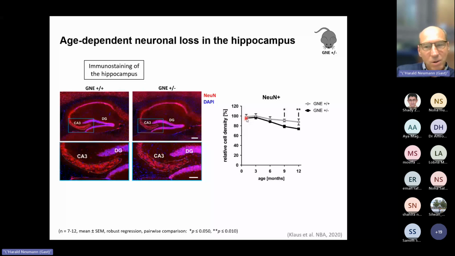In the wild type situation, we also lose neurons over time, not only in mice, also in humans. But in the heterozygous, where we have reduced sialic acid, the loss was even more visible, even at an earlier time point. So this tells us that reduced sialylation in the hippocampus leads to a higher number of neurons which are lost during aging.